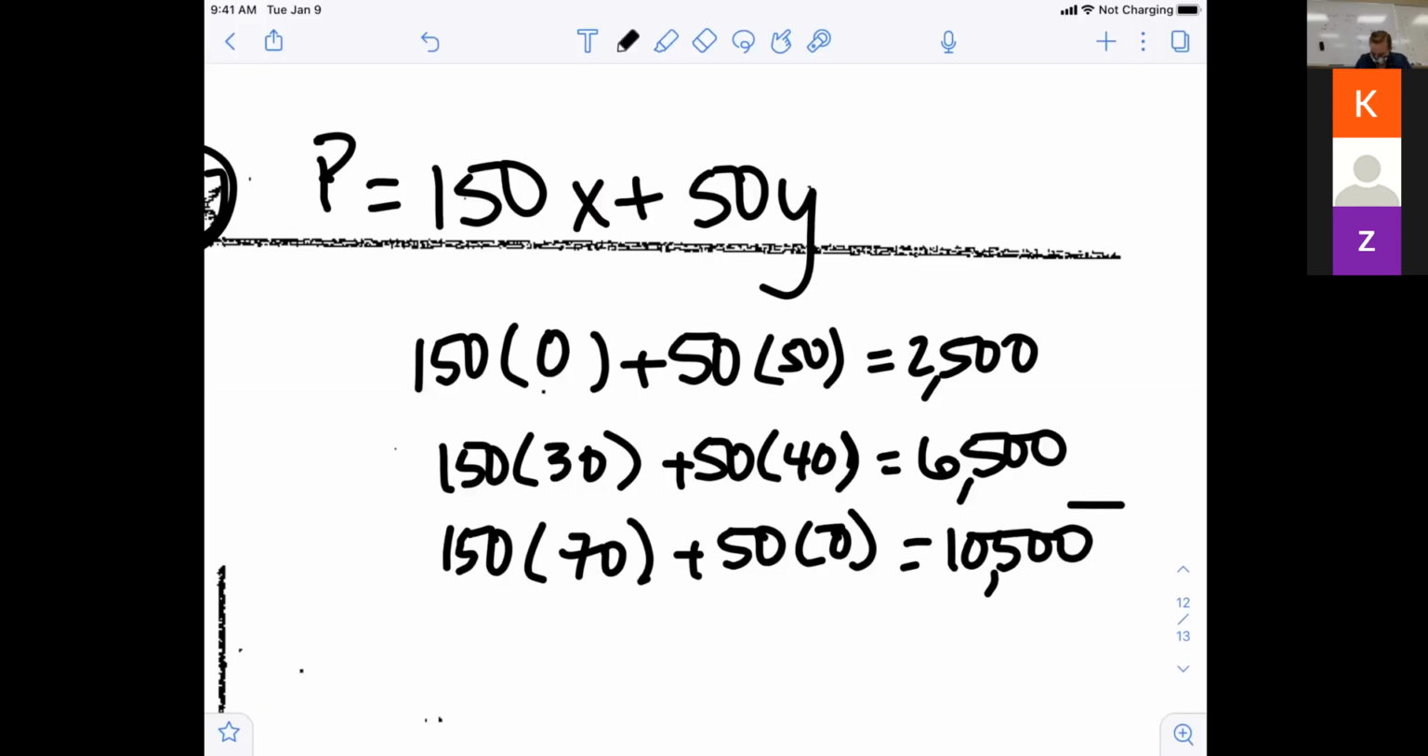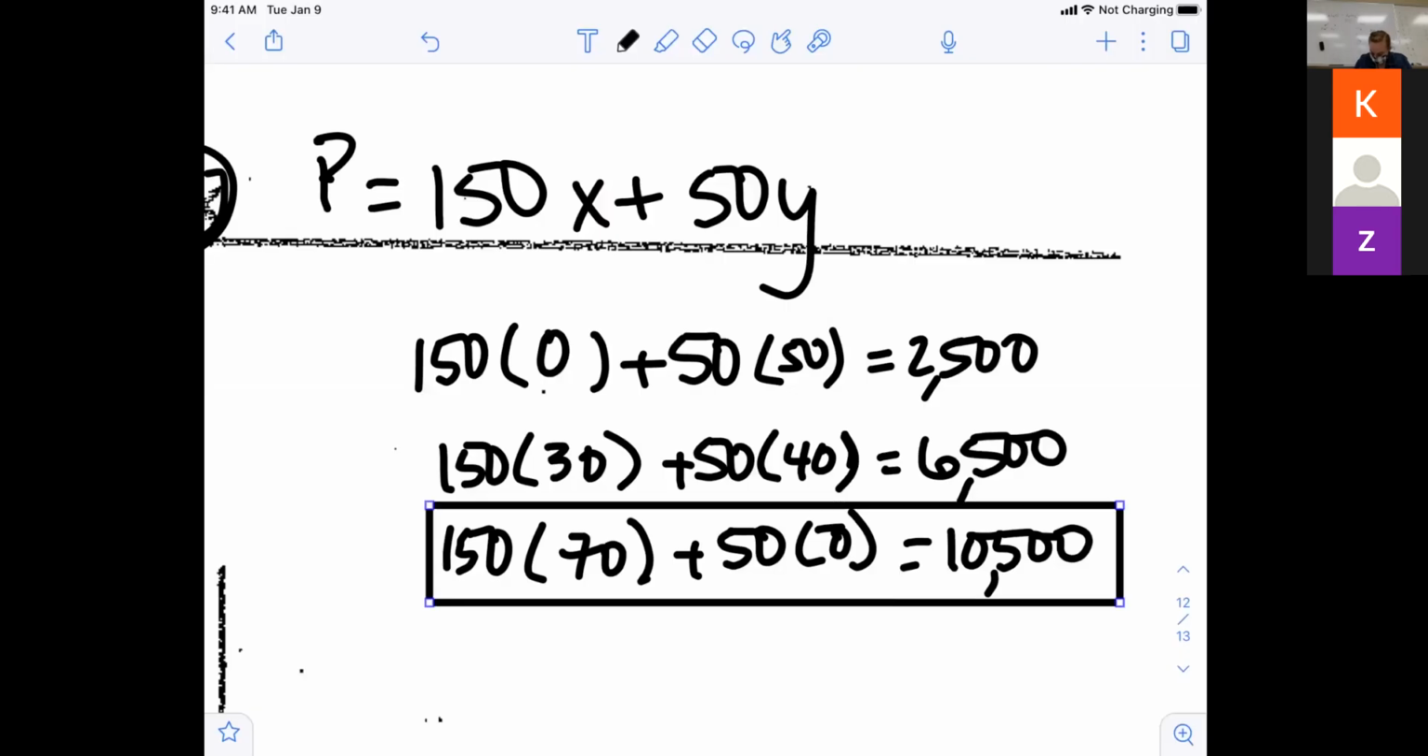70. Yeah, that's kind of a weird one, but the farmer should plant 70 acres of just potatoes. That maximizes his profit. All right, I'm gonna leave that up for a second.